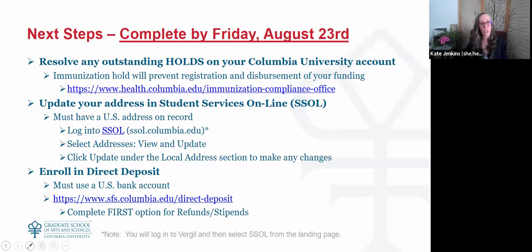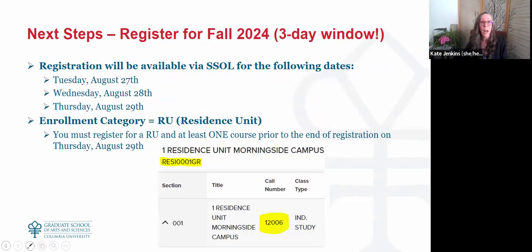So make sure that you have a US bank account on record and that you update your direct deposit information for the refunds and stipends at this page, which is part of Student Financial Services, and complete that again as soon as possible, but certainly in advance of August 23rd. And that's because the next week is a 3-day window for registration.